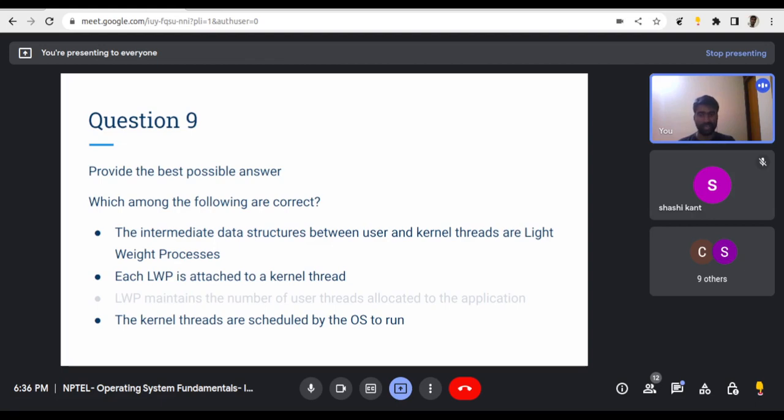So that is the only incorrect option. And yes, they are the intermediate data structures between the user and kernel threads, and they are attached to a kernel thread. So for every kernel thread there is a lightweight process that is attached.